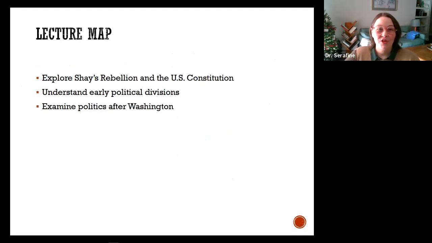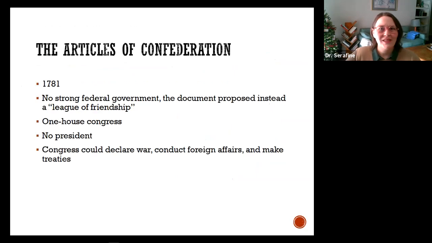And we're going to explore Shays' Rebellion as a precipitating factor to the creation of the Constitution. Then we're going to understand early political divisions, the first political parties, and then politics after Washington, including the Adams presidency and the election of 1800. What was the situation first?